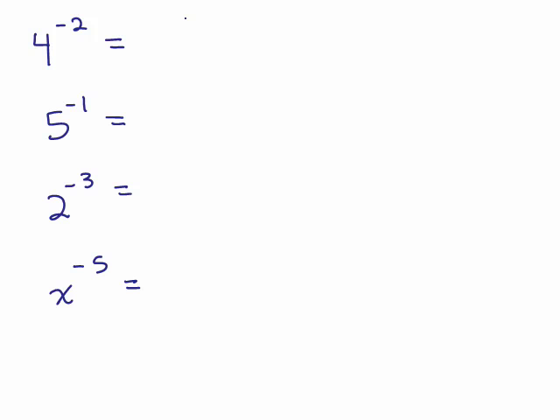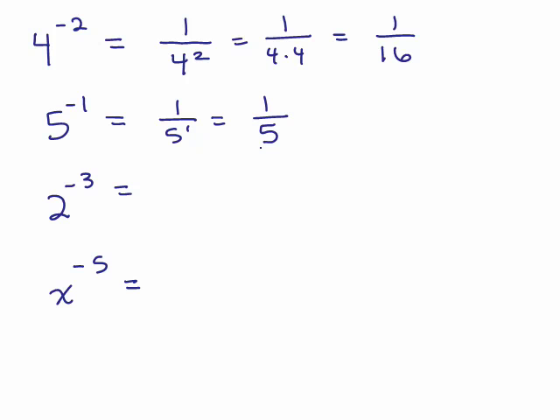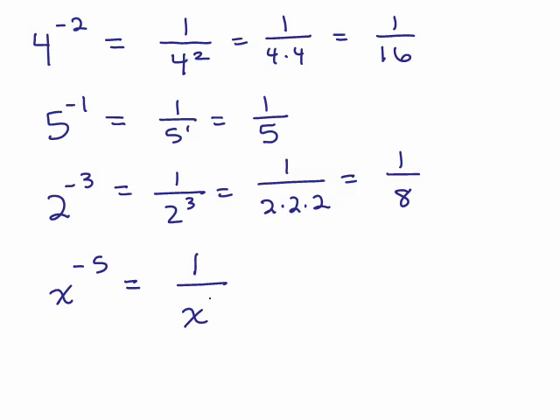Okay, so the first one, 4 to the negative 2 means 1 over 4 squared. 4 squared is 4 times 4, so this is 1/16. 5 to the negative 1 means 1 over 5 to the first power, so that's 1 over 5. 2 to the negative 3 is 1 over 2 to the positive 3, so that's 1 over 2 times 2 times 2, or 1/8. And the last one is 1 over x to the fifth. And we can't simplify that because we don't know what x is.